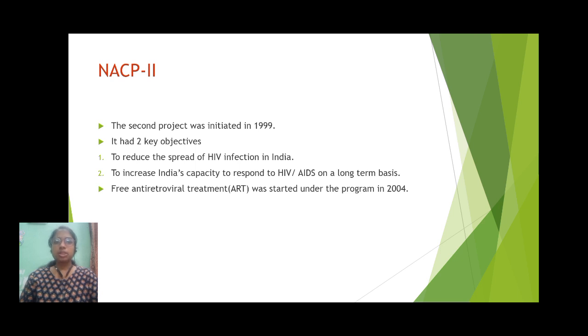NACP 2. The second project was initiated in 1999. It had two key objectives: to reduce the spread of HIV infection in India and to increase India's capacity to respond to HIV or AIDS on a long-term basis. Free antiretroviral treatment was started under the program in 2004.